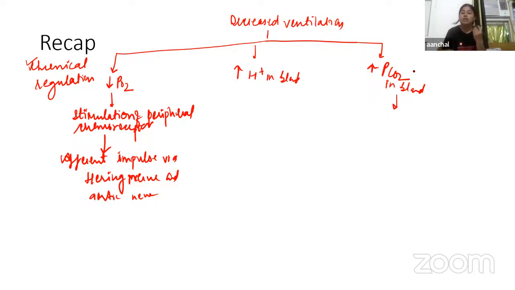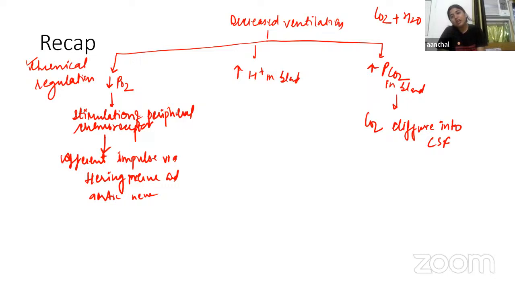And whenever there is an increase in partial pressure of CO2, CO2 will diffuse into the CSF. Whenever CO2 diffuses, it will form hydrogen ion. How will it form? CO2 gets diffused into CSF, where it combines with H2O, and there will be formation of carbonic acid. As this carbonic acid is a very unstable compound, it will dissociate into bicarbonate and hydrogen ion. In this way, there will be formation of hydrogen ion.